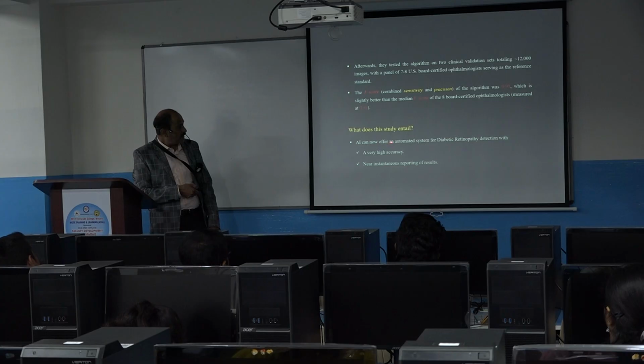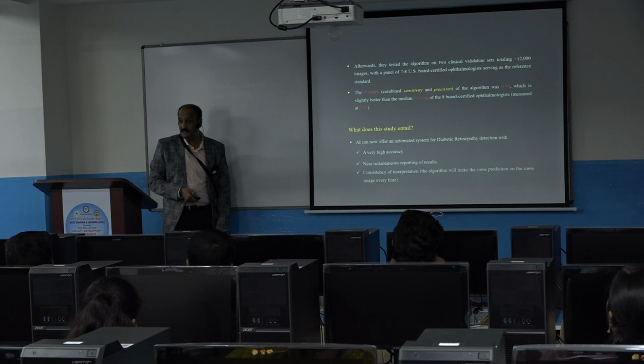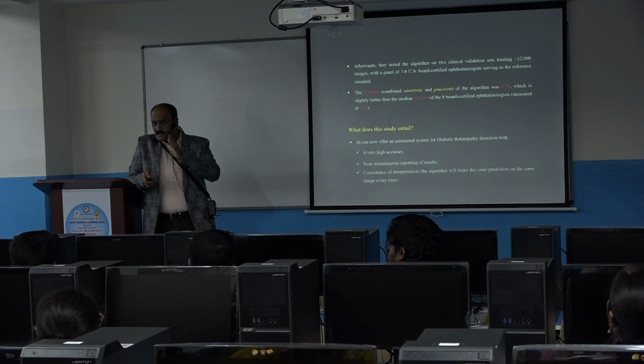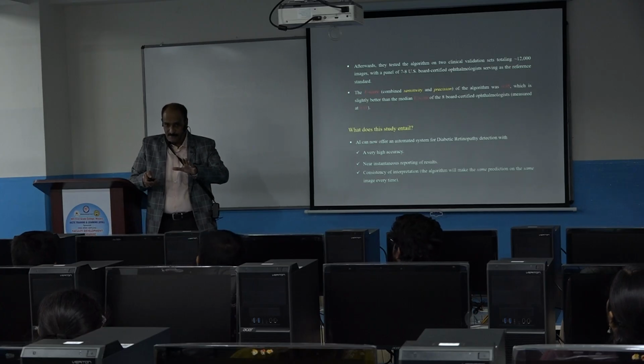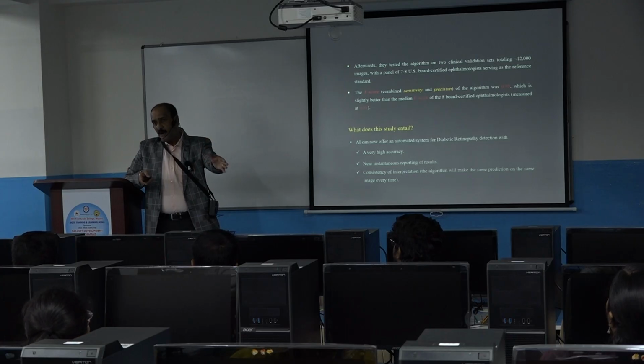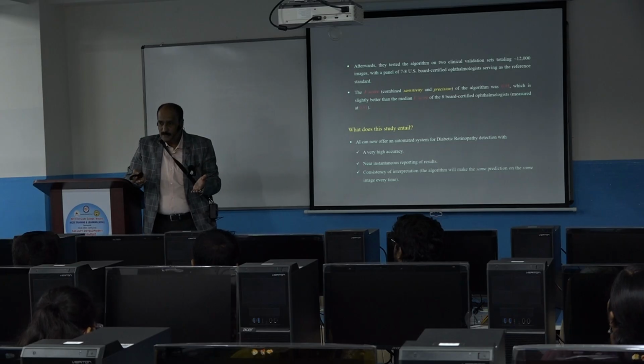Okay, AI can now offer an automated system for diabetic retinopathy detection with high accuracy and near instantaneous reporting of results, and consistency of interpretation. The algorithm will make the same predictions on the same image every time, and this is what is called consistency. But many times what happens today, we can't trust the doctors, right? Because one doctor says that yes, a person has this problem, and another doctor says that no, it's a different problem. So the consistency issue.